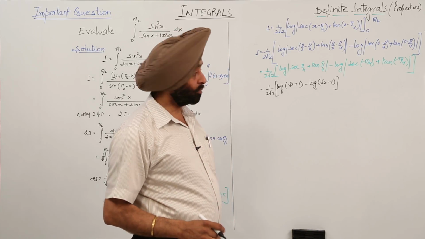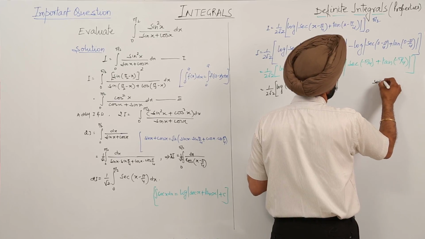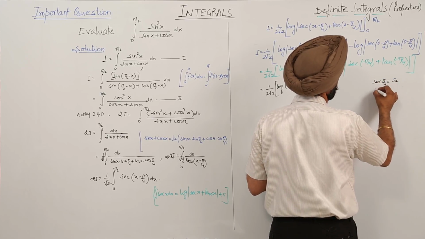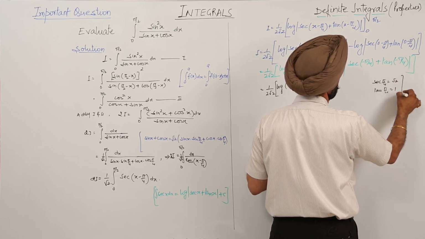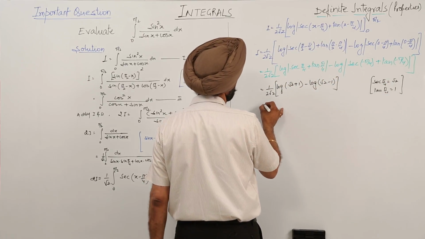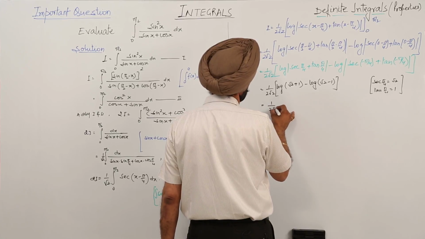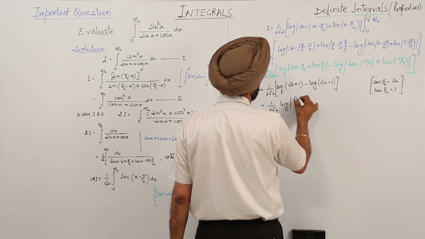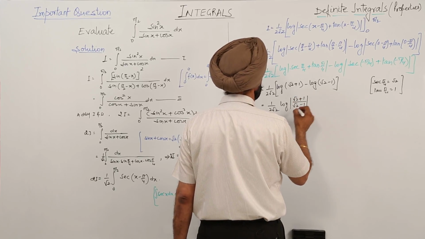Putting the value for secant pi by 4, what is it? Secant pi by 4 is equal to root 2 and tan pi by 4 is equal to 1. Now what does this become? 1 upon 2 root 2 log mod of root 2 plus 1 upon root 2 minus 1.